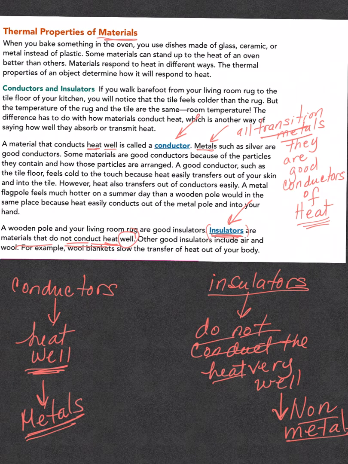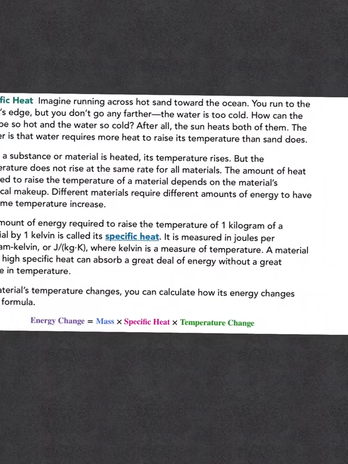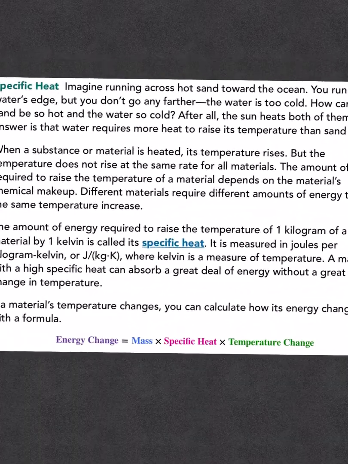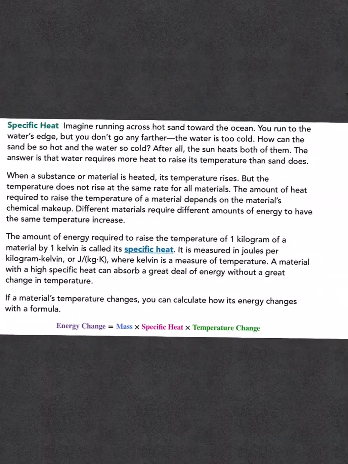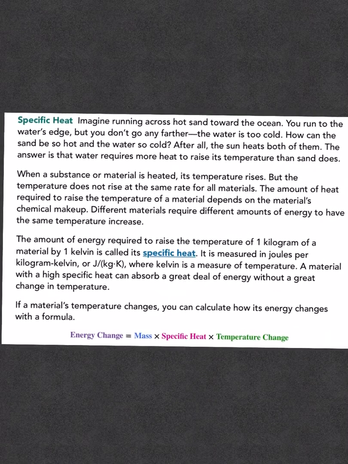Okay? And I'm going to start the explanation of this part by reading what you have over here in your book. Okay? Imagine running across the hot sand towards the ocean. You run to the water's edge, but you don't go any farther. The water is too cold. How can the sand be so hot and the water so cold? After all, the sun heats both of them.